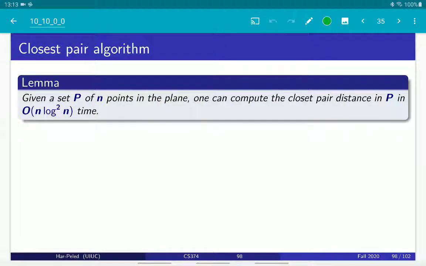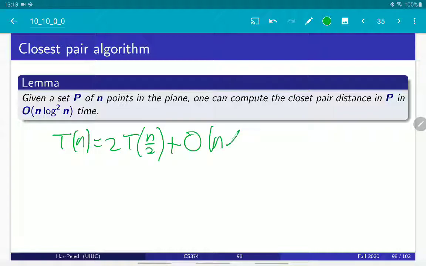Now let's solve the recurrence. So the solution to the recurrence is O(n log² n), right? Let me write it again. Plus O(n log n).